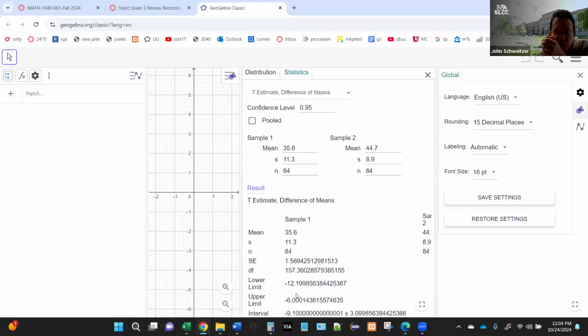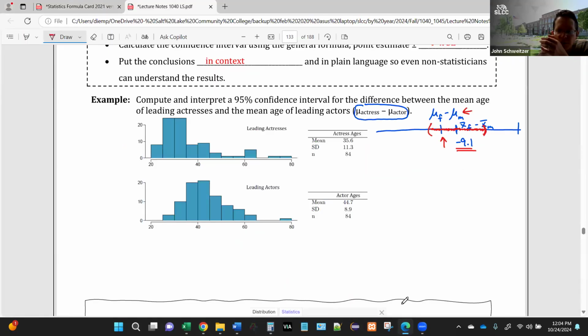So here we go. It uses the formula. It gives us our point estimate in the middle, negative 9.1, plus or minus, and then we see the margin of error right here. So it's negative 9.1 plus or minus 3.1. Let's write that down. So we have negative 9.1 plus or minus 3.1.